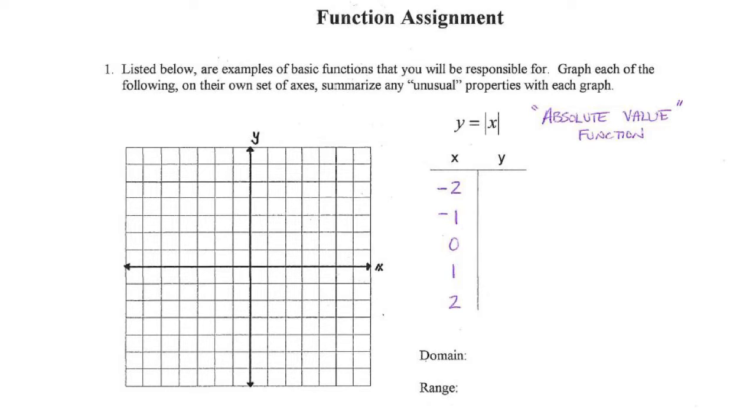So what I want to do is go through, relatively quickly, four of the types of functions that you're going to be responsible for working through in this first unit. We take a look at the instructions on the page. Listed below are examples of basic functions you'll be responsible for. Graph each of the following on their own sets of axes and summarize any unusual properties. We're going to walk through that together.